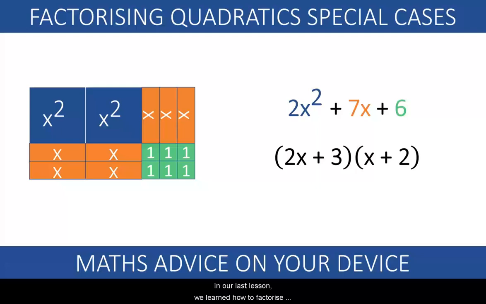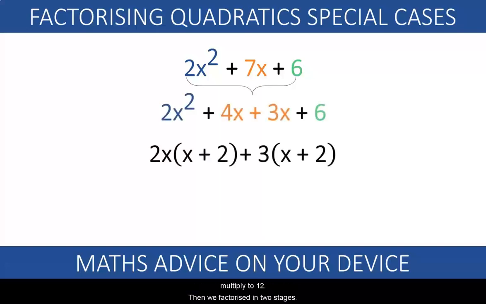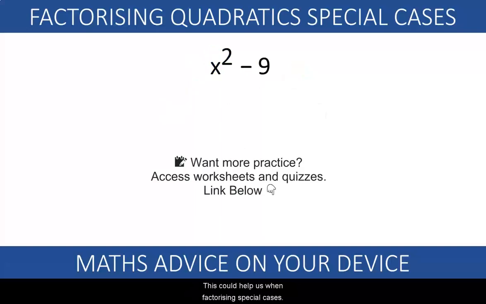In our last lesson, we learned how to factorize quadratics such as 2x squared plus 7x plus 6. The clue is to break down the 7x using two numbers that multiply to 12. Then we factorize in two stages. This could help us when factorizing special cases.